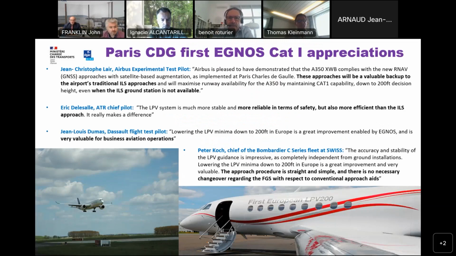From an airspace user perspective, we were quite happy to see that different airlines or aircraft manufacturers tested and flew these EGNOS Cat I procedures when they were first published in Paris Charles de Gaulle in 2015, and we had a lot of very positive appreciations in terms of safety, even with respect to ILS. And what we have learned is that some airlines now, when they have the possibility to fly an ILS or an EGNOS approach, prefer to fly an EGNOS approach because you also reduce the likelihood of some defaults of ILS like false glide axis or potentially perturbation of the signal by another aircraft or multipath things.